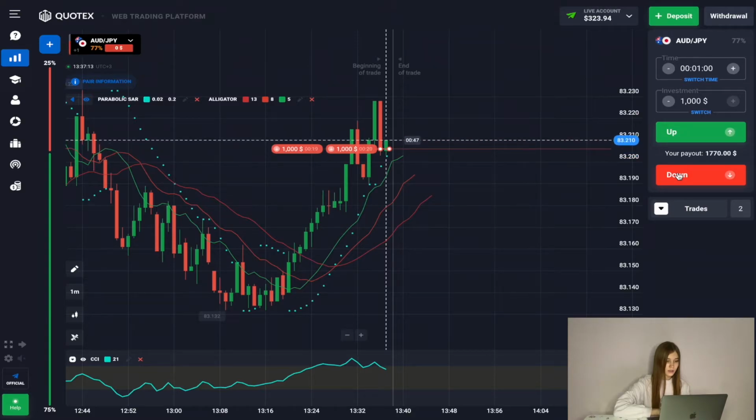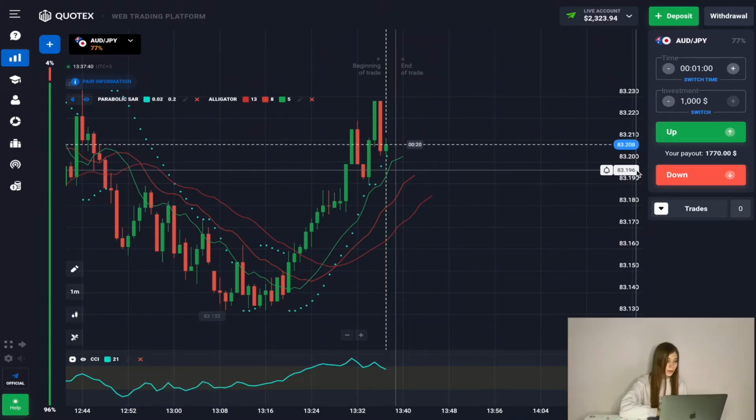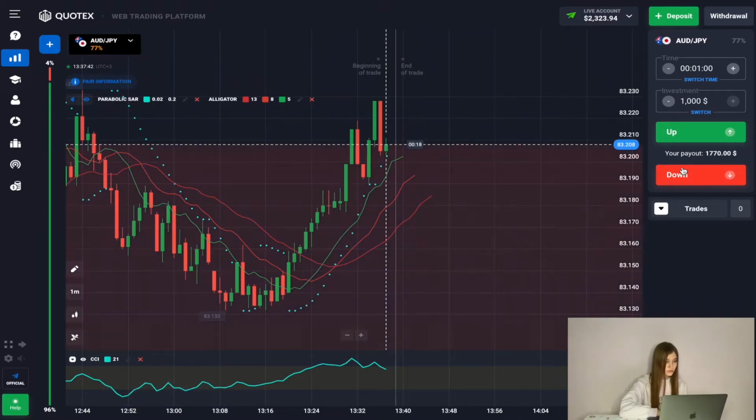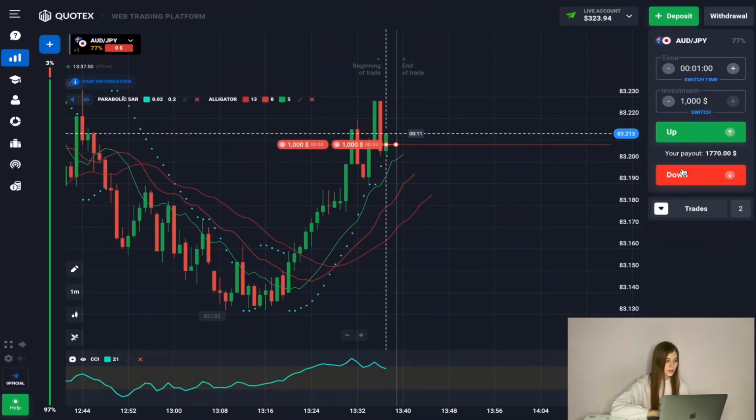So now we are waiting for the closure of our deal on the continuation of the movement of the red candle. Let's now wait for our deal to close. So we close our trade at 0, but we can also open a double trade again on a downtrend, as this is exactly what we are expecting now, so there is nothing wrong with that.